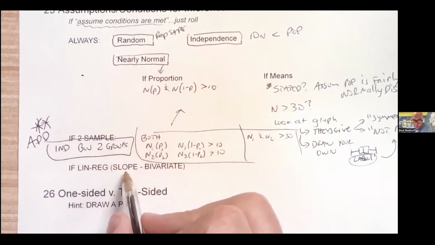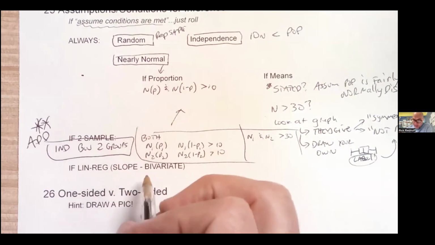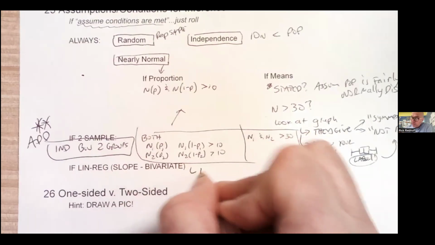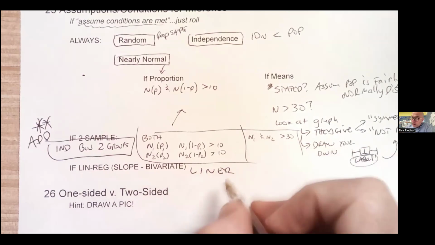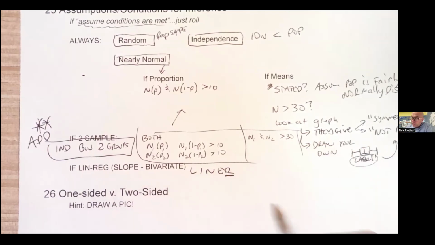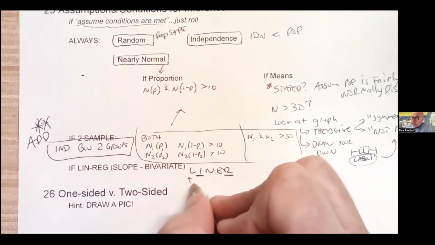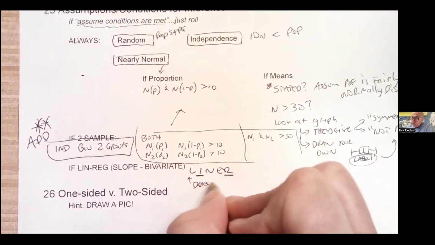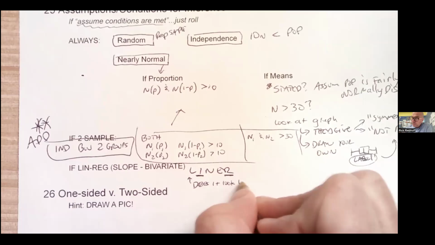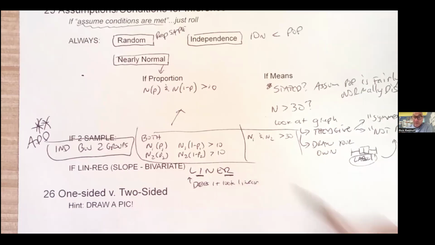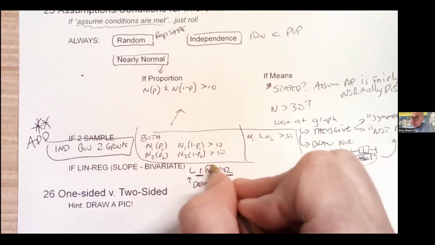If it's linear regression, we need to check linear, right? And this is randomness. This is independence. This is, does it look linear? So that's just like, look at the graph. Does it look kind of linear? Yeah, it looks linear enough. Let's go. It will always do that on the AP exam.